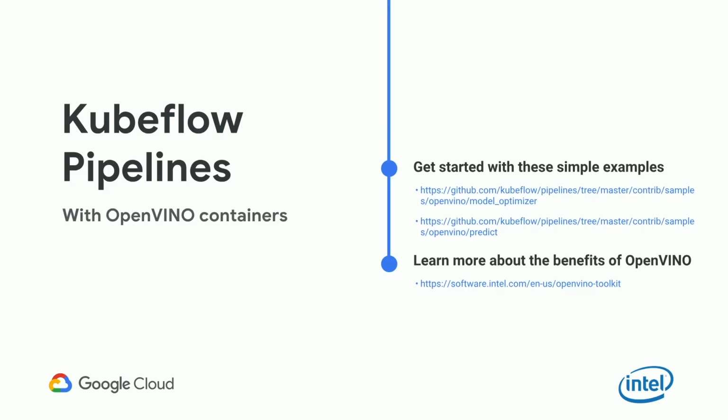So here we have some examples of integrating Kubeflow pipelines with OpenVINO containers. In the links provided here, we have the two examples, and we invite you to go ahead and try these examples and just go through the flow of integrating these containers into the Kubeflow pipeline. You can learn more about OpenVINO and its benefits using the link at the bottom. Also, my colleagues are going to deliver a webinar on Introduction to AI Pipelines and Intel OpenVINO integration that I highly encourage you to watch to learn more.